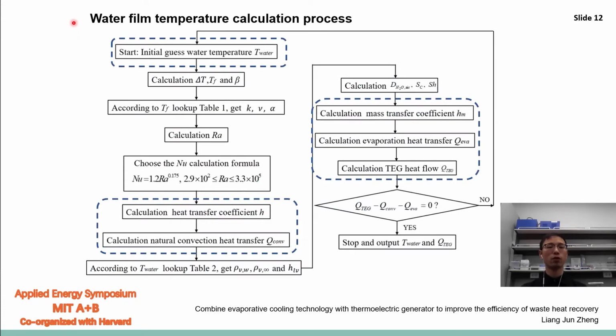So here, we make a water film temperature calculation process. First, we initially guess the water film temperature T water, and by the calculation process, we can know the natural convection heat transfer Q convection, the evaporative cooling heat transfer Q EVA, and the TEG heat flow QTEG. By comparing these three values, if the difference equals 0, it means the water film temperature is correct, so we output it. If not, we calculate again until we get the correct water film temperature.